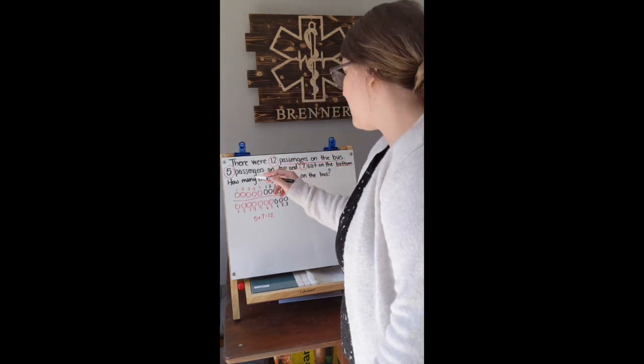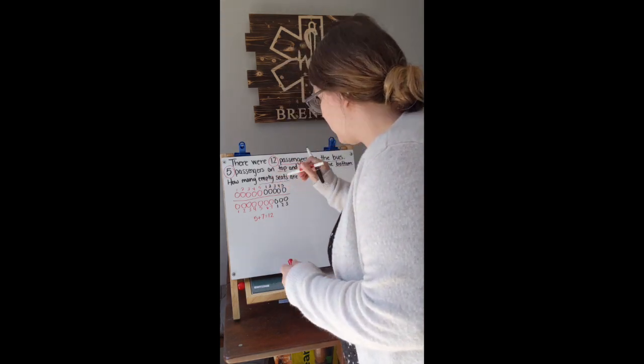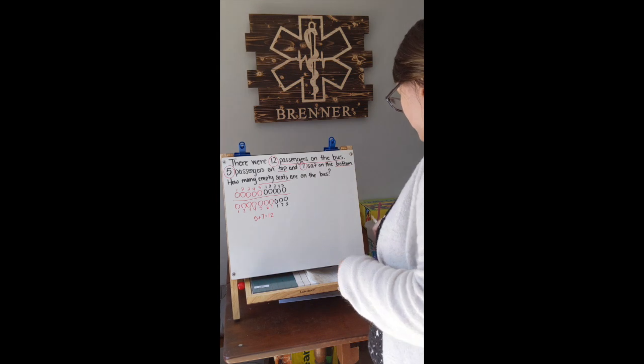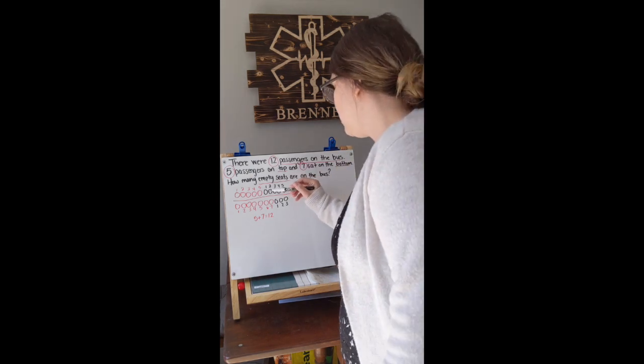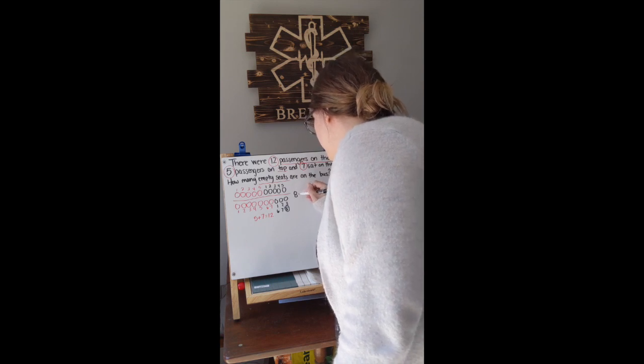So now I need to find out how many empty seats are on the bus. So I'm just going to count what I had. 1, 2, 3, 4, 5, 6, 7, 8 empty seats.